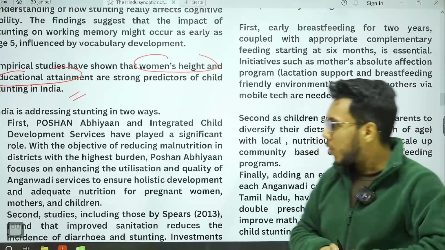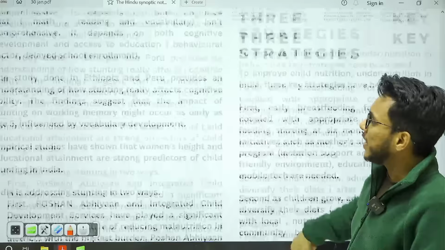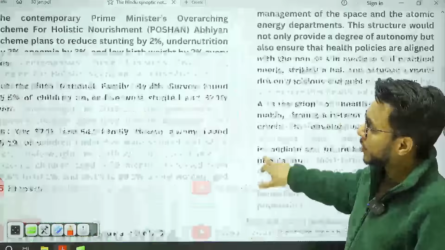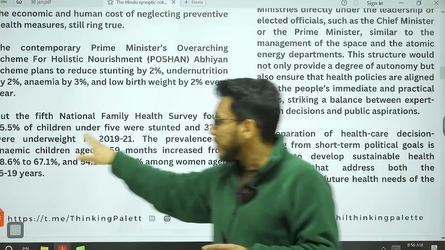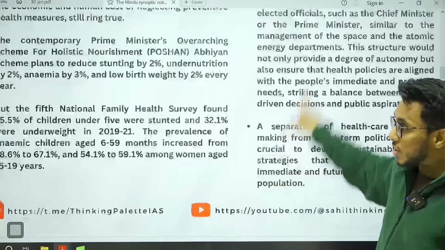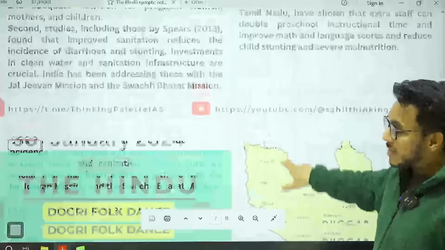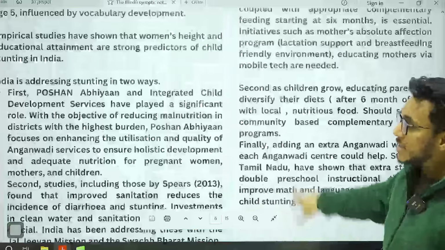Now, further article provides that when we talk about India, guys, there is huge stunting that we have seen in India. And if you remember, the previous article was on the same line. So if you see here, according to National Family Health Survey 5, 35.5% of children under the age of 5 were stunted. So stunting is at 35.5%. So this high stunting is going to impact the cognitive development of children, who are the future of India.